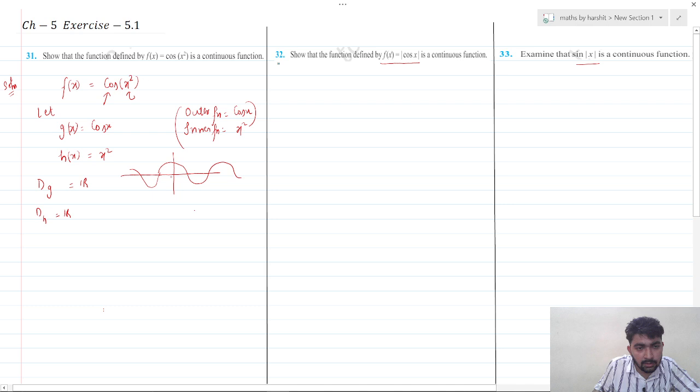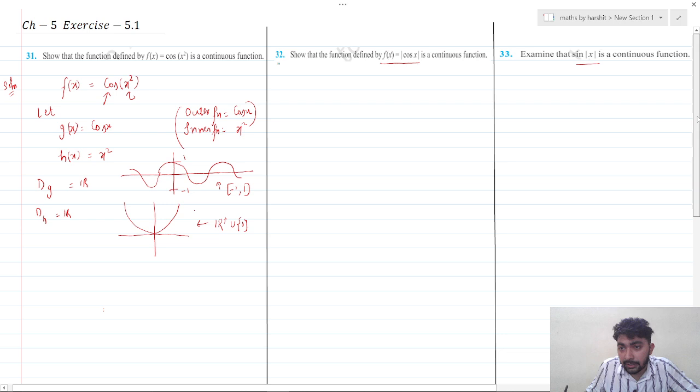The range of cos x is between 1 and minus 1, that is, the closed interval minus 1 to 1. The other function is x square. The domain of x square is also complete R, and you can see the graph is like that. Its range is the positive real numbers union 0. These are the ranges of these functions.